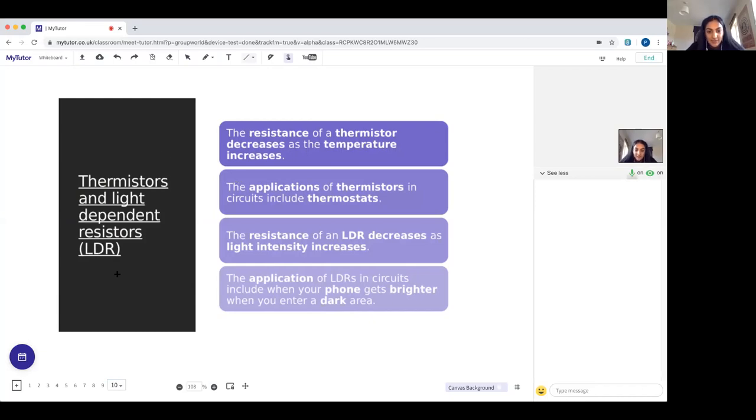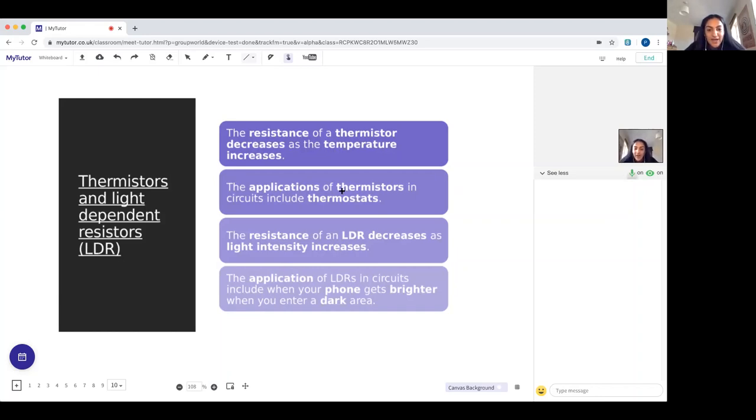The rule of a thermistor is that the resistance of a thermistor decreases as the temperature increases. Now you have to learn these rules. There's not an easy way, there's not a quick way. These rules just have to be learned, unfortunately.